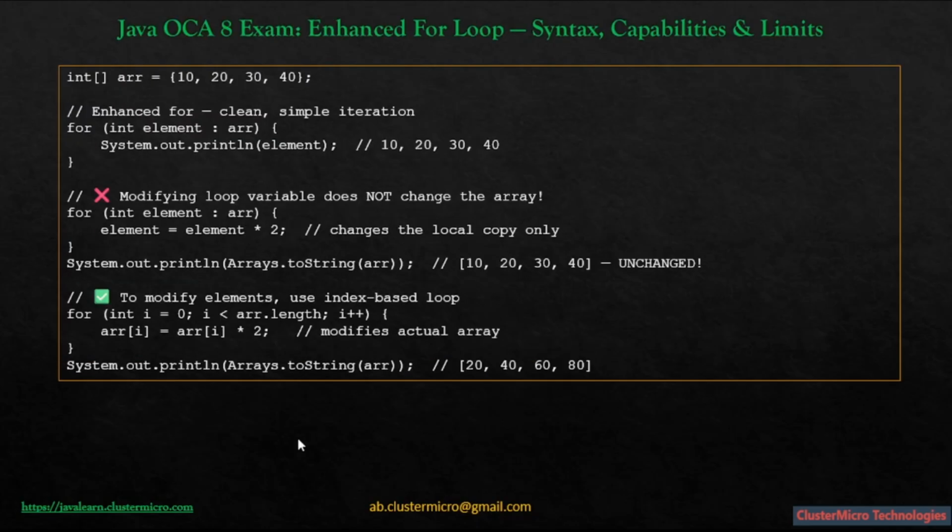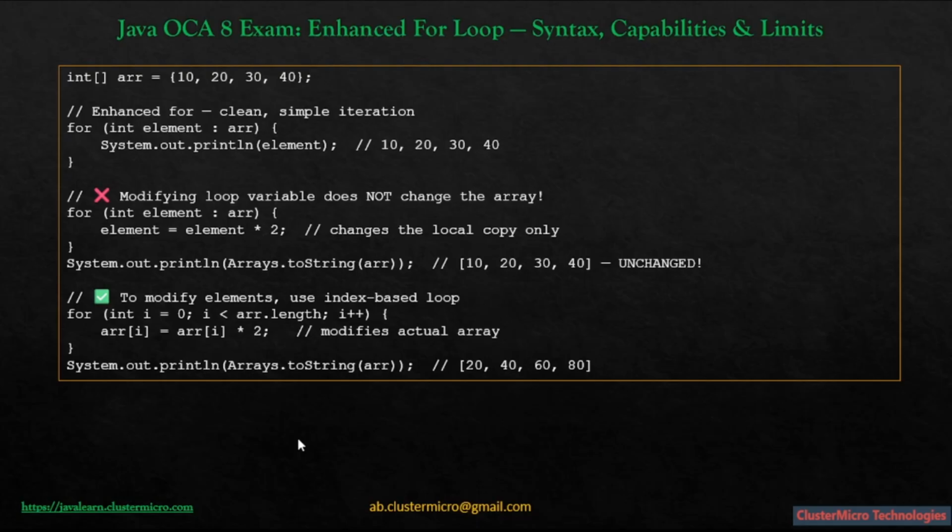Enhanced for loop, syntax, capabilities and limits. The enhanced for loop, also known as the for-each loop, provides a simple and clean way to iterate through an array when you only need to read its values. The syntax looks like this: for (int element : arr), which means for each element in the array arr, assign it to the variable element.